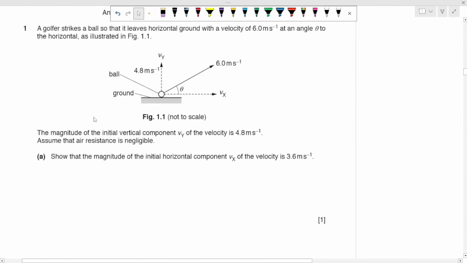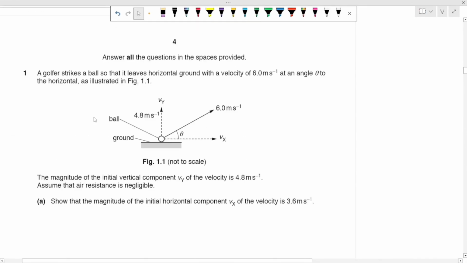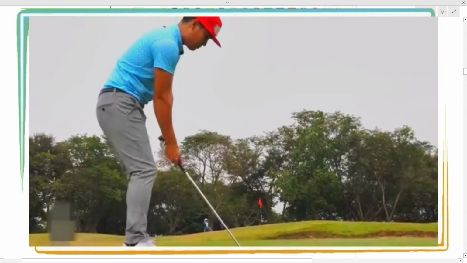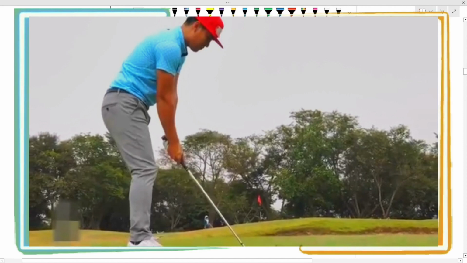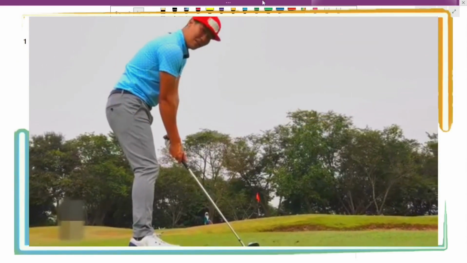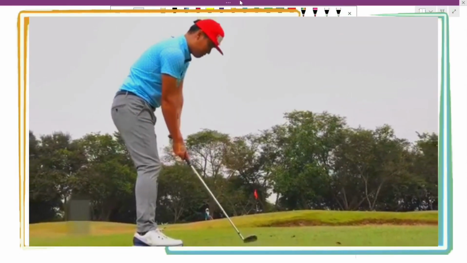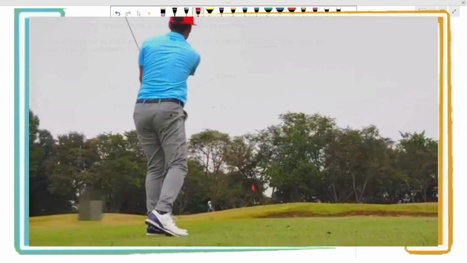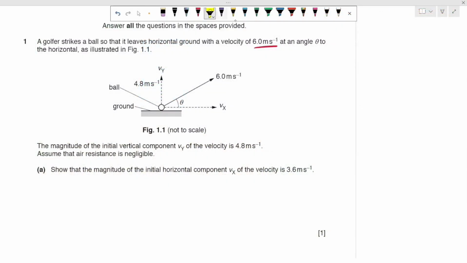Okay, starting off with number one, the first question. We're given a golfer. So golfer, a person who plays golf, a sport with this little white ball, right? So they have a golf ball and it's struck so that it leaves the horizontal ground with a velocity of 6 meters per second, okay? At an angle theta to the horizontal, as shown here.